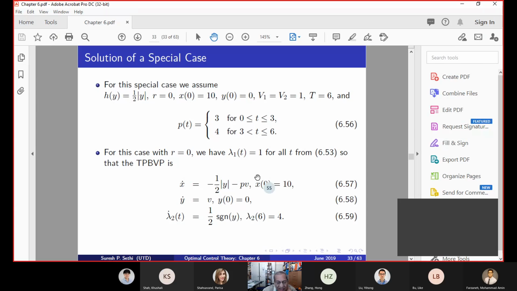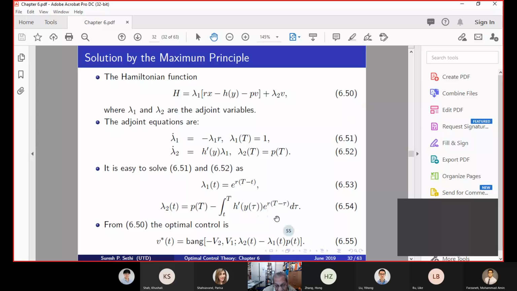And when y is positive, this means 1, and when it's negative, it means -1. So this is well defined. Only at 0 is it not defined. But when it's 0, you will see that we are in singular control, and singular control allows us to find the lambda 2 by equating this.